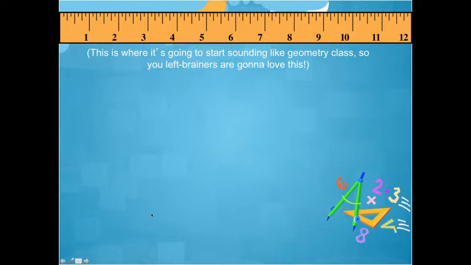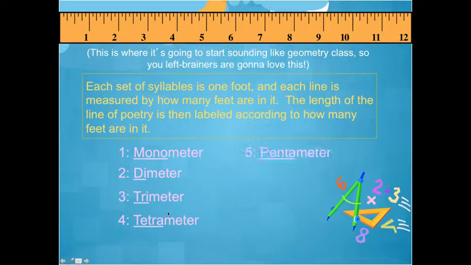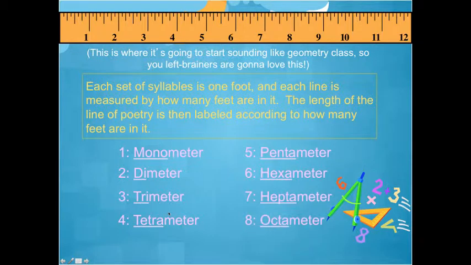This is where you're going to start sounding like geometry class. So you left brainers are going to love this. Each set of syllables is 1 foot, and each line is measured by how many feet are in it. The length of the line of poetry is then labeled according to how many feet are in it. So a monometer has 1 foot, dimeter 2, trimeter 3, tetrameter 4, pentameter 5, hexameter 6, 7, 8. You get the idea. Very rarely do we go more than 8 feet per line.